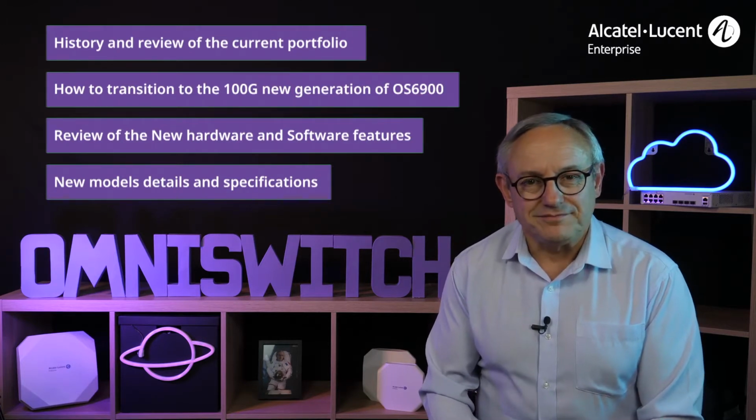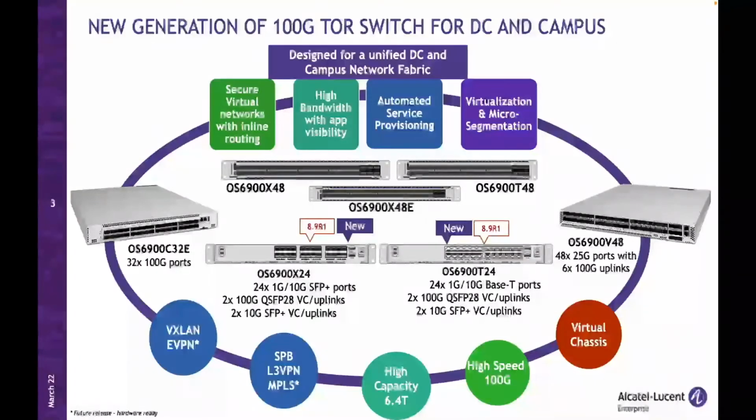Let's begin. The new generation of 100 gig top-of-rack switches are built for data center and campus networks. The new 6900 switches enable customers to design a unified data center and campus network fabric managed by a single pane of glass, which is OmniVista Next Generation. We have key features to simplify and reduce network operations with secure virtualization and built-in automation.